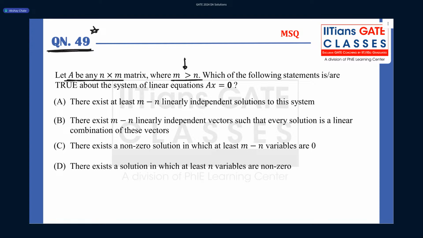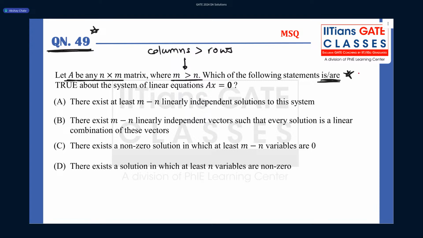So what does m greater than n mean? It is n cross m, so your columns are greater than rows. We have a matrix which is not a square matrix now, it is a rectangular matrix, where the number of columns is greater than the number of rows. So for such a matrix, which of the following statements is or are true?